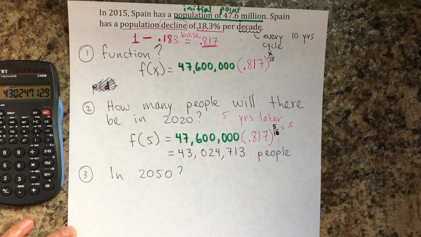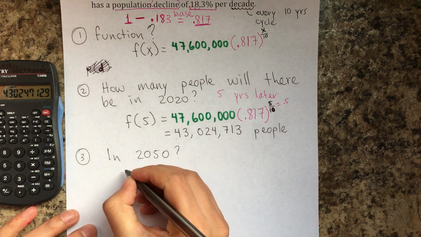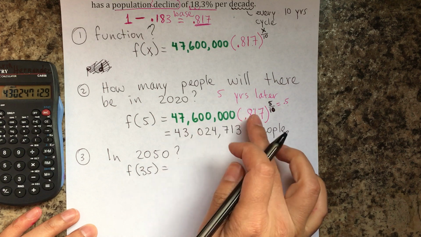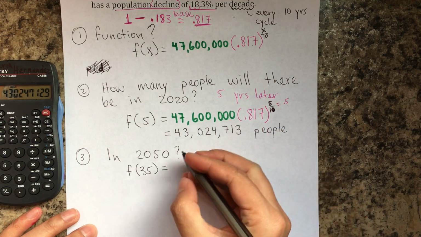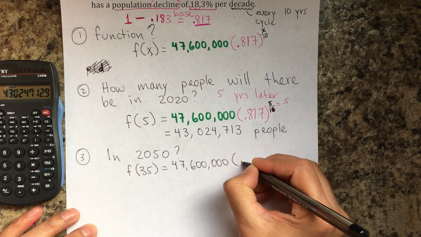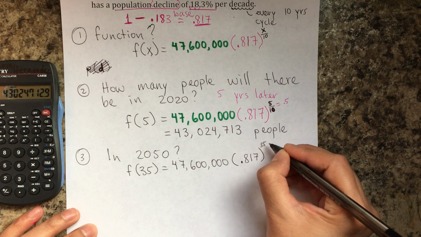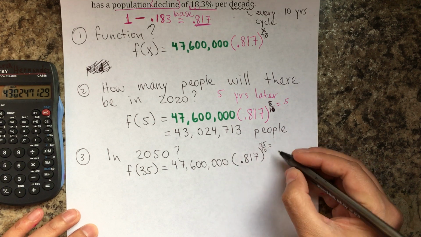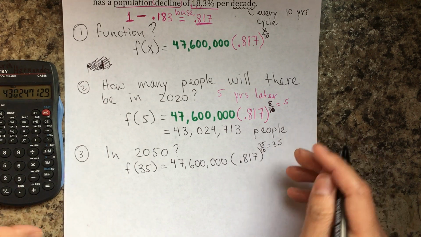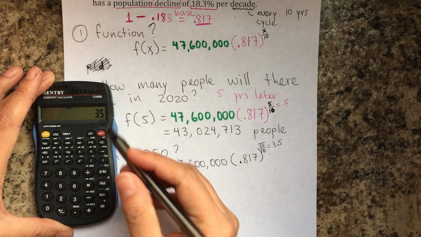So in 2050, that's 35 years later. So we're going to put f of 35 equals, I'm not going to use the same colors, but you know that the first one is the initial point, then the base. 47,600,000 times 0.817. And in here, we're going to put 35 divided by 10. For some of you, you know that you just move your decimal back. But again, if you are not sure, you can use your calculator. And so 35 divided by 10 is equal to 3.5.